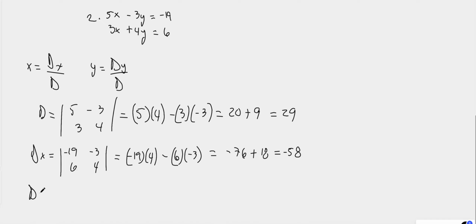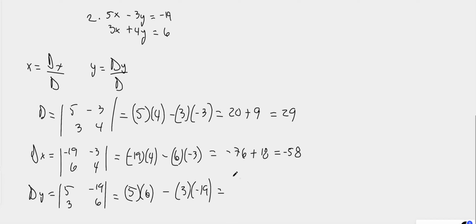And lastly, the determinant of y. The matrix will be 5, negative 19, 3, and 6. And that's equal to 5 times 6 minus 3 times negative 19. Well, 5 times 6 is 30. Negative 3 times negative 19, you can use a calculator for that, and that's positive 57. And this gives us 87.